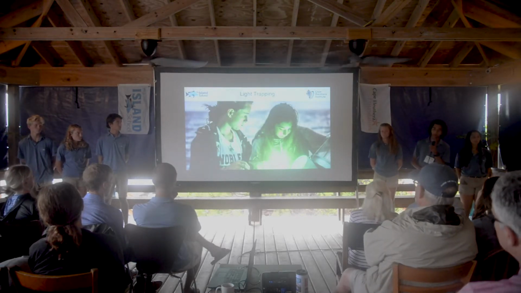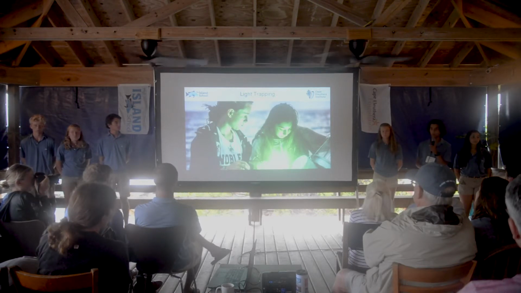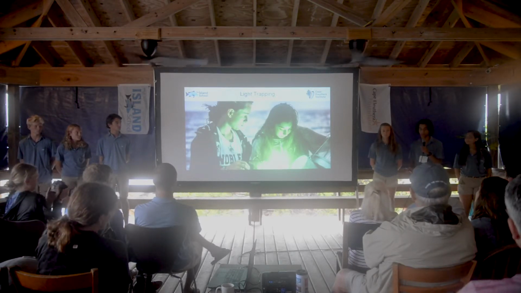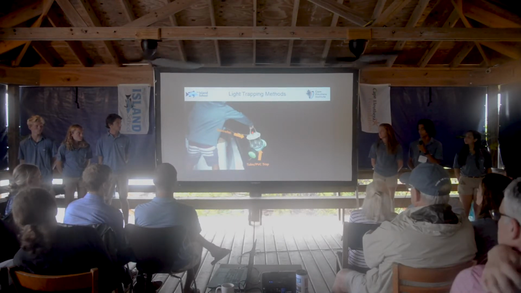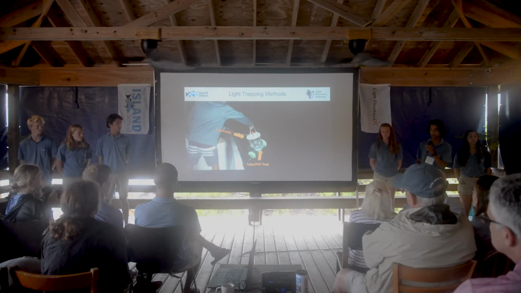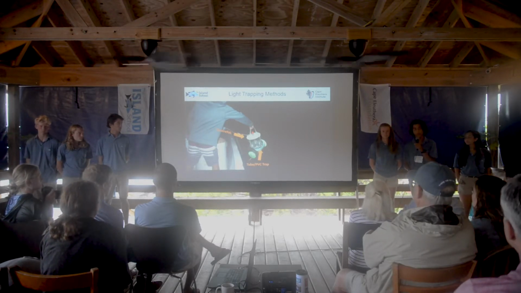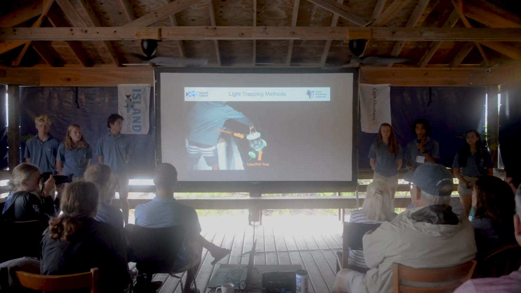And so the reason we use lights and light trapping is because it acts as a beacon in the dark, so organisms will swim towards it because they're just naturally drawn to it. And we have two methods for catching organisms. One is a quadrifoil trap, which catches organisms up to 5 millimeters, and the other one is a tube and PVC trap, which catches organisms up to 3 centimeters.